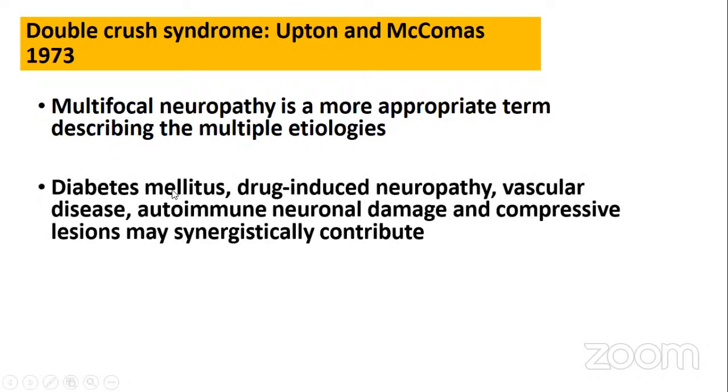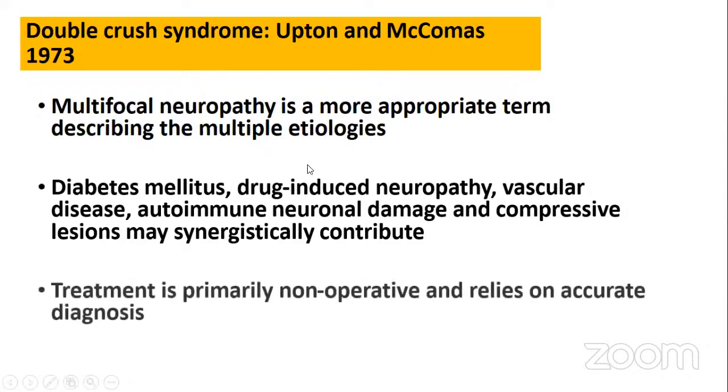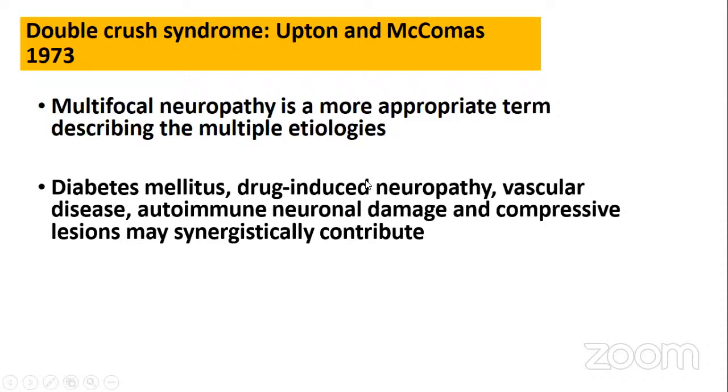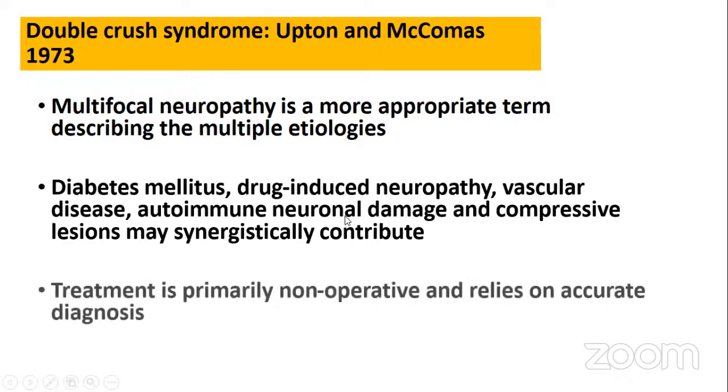Again, as I told earlier, it could be more of metabolic or autoimmune causes: diabetes, drug-induced neuropathies, vascular diseases, autoimmune neuronal damage, and compressive lesions. Of course, they all can synergistically contribute, so it need not be just a single component of compression at proximal and distal sites. It could be so many things. So it's more of a multifocal neuropathy. That's what it is being called nowadays.